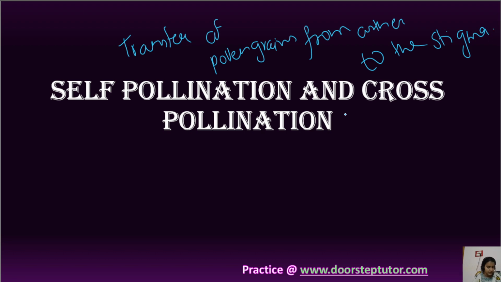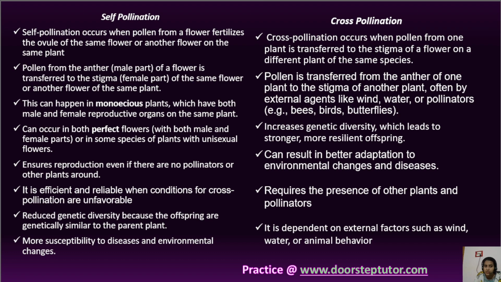Now it depends on whether this pollination is occurring on the same flower or on another flower present on the same plant, or between two different plants, that is, flowers located on two different plants. On that basis, pollination can be divided into two parts. First one is self pollination and the second one is cross pollination. Now on the basis of this, we are going to discuss some differences between these.